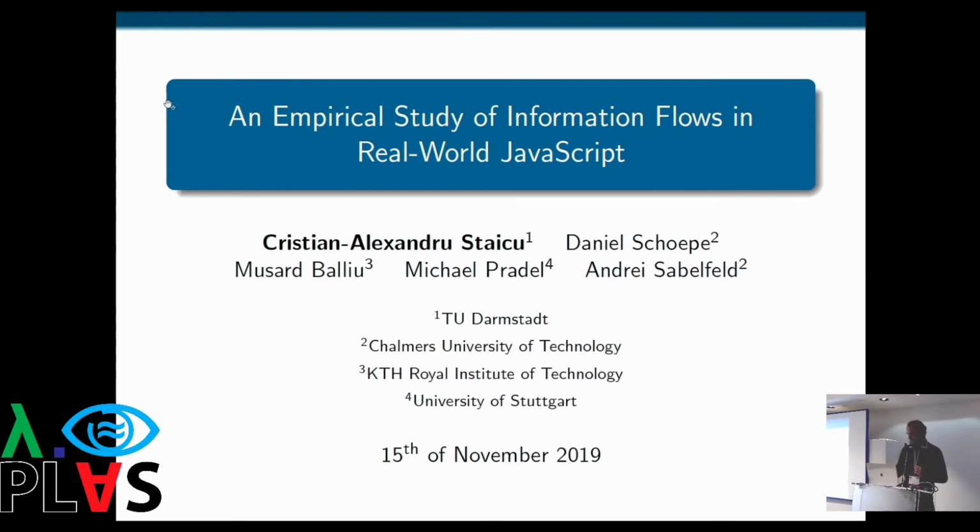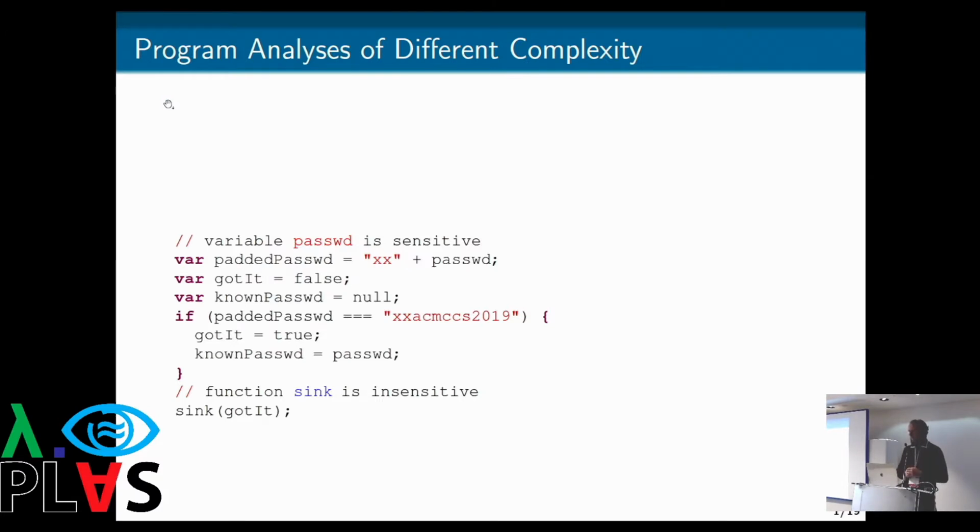Let's start with this simple JavaScript example. We have a password that we concatenate with a constant, a got_it flag that we initialize to false. We have another variable, known password, and based on the conditional, like an equality on the padded password, we set the flag to true and we copy the password into the known password. Finally, we send this flag to the sink.